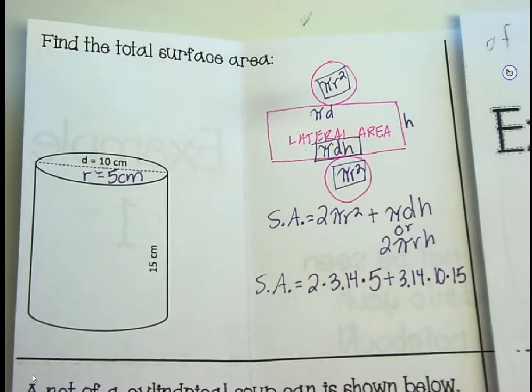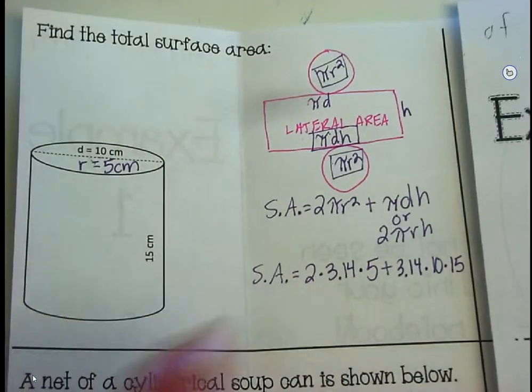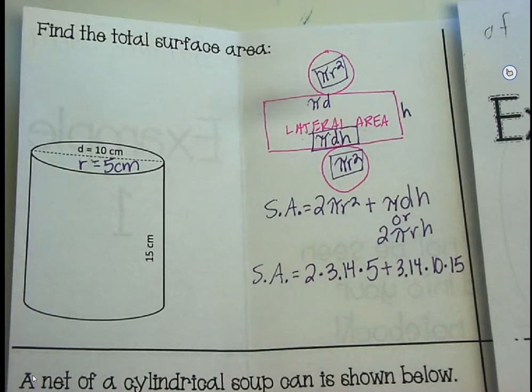And just like we did surface area of rectangular prisms, you could do each of these separately, or you could do it all at once on the calculator.